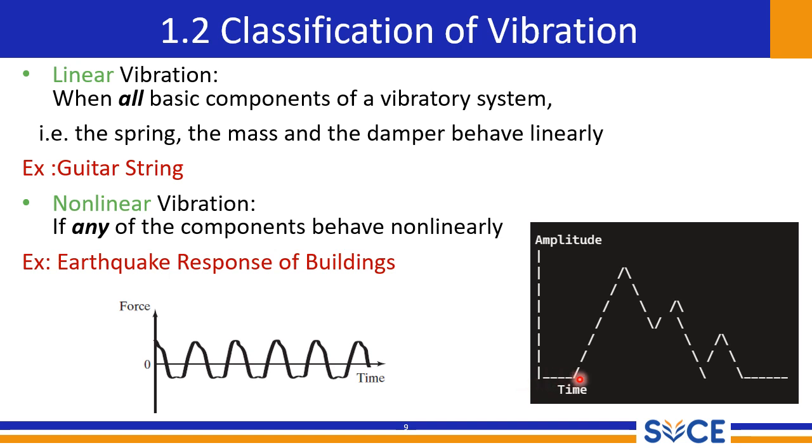Initially, the amplitude of vibration increases rapidly as the seismic waves exert forces on the structure. As the earthquake progresses, the amplitude may fluctuate due to the varying intensity of seismic activity. Eventually, as the seismic waves subside, the amplitude of vibrations decreases and the building gradually returns to its equilibrium state. This graph helps visualize the nonlinear behavior of buildings during an earthquake, highlighting the complex and unpredictable nature of seismic vibrations.